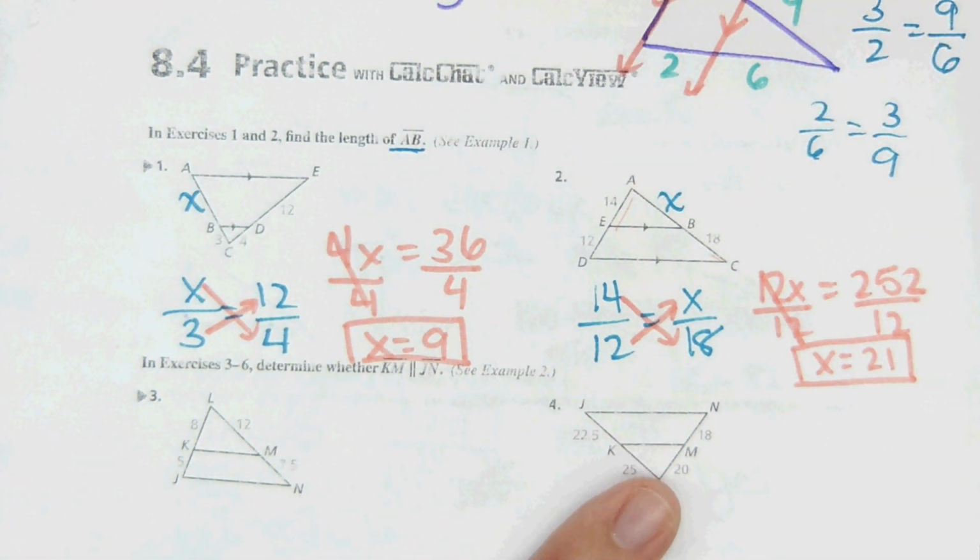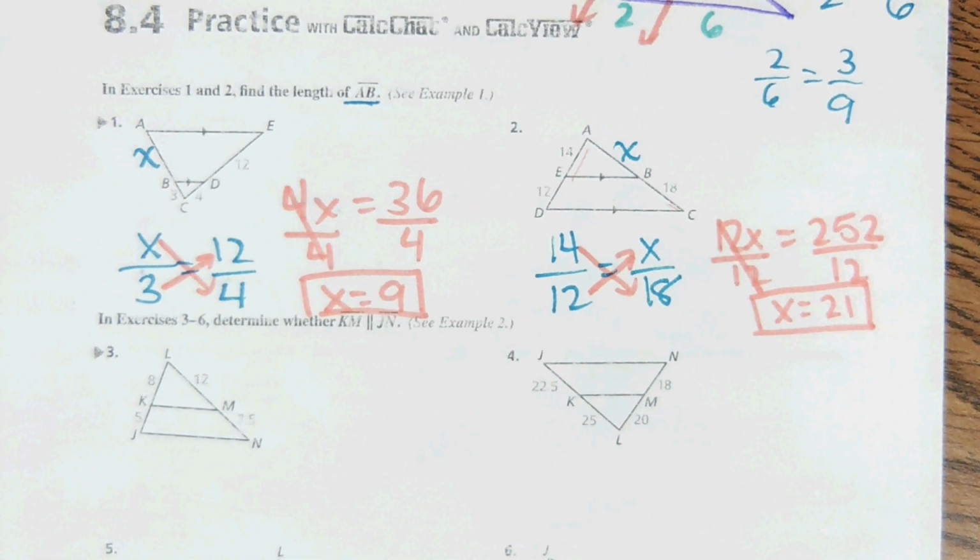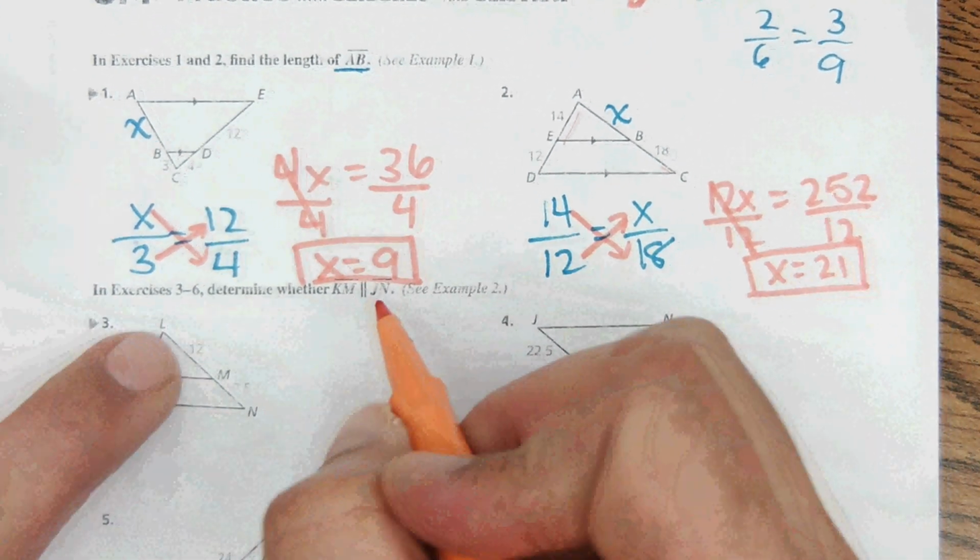And then always make sure that is a logical answer based on your situation. It looks like 21 is logical. It's longer than 18 this segment. It's bigger than this 14 over here. Makes sense.